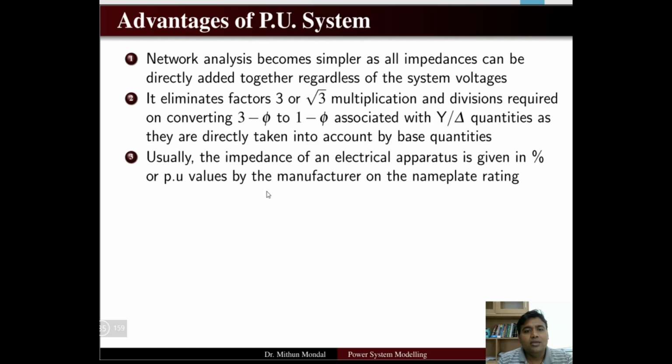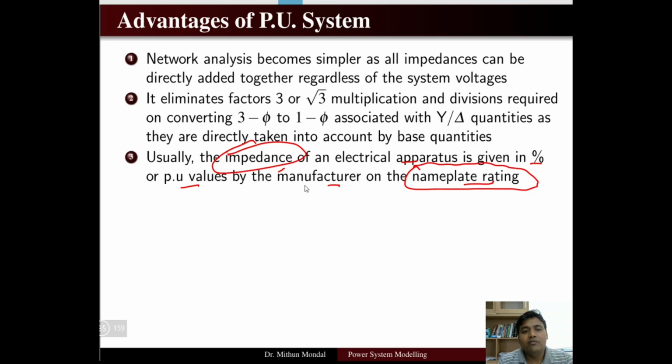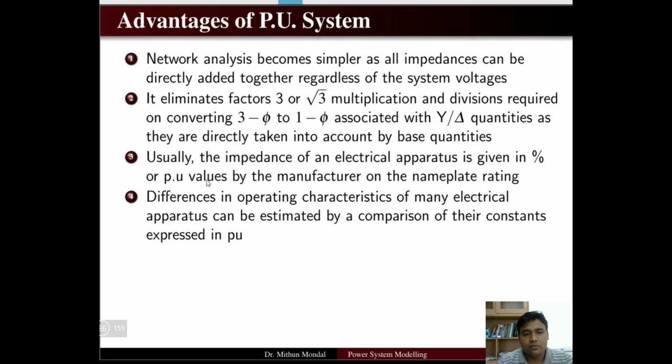Third is that usually the impedance of electrical apparatus is given in percentage or per unit values by the manufacturer on the nameplate rating. So whenever we are purchasing any instrument, we see there is a nameplate rating, and in that nameplate rating the impedance values of the apparatus will be given in per unit values.